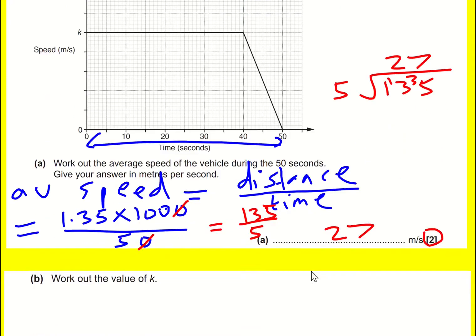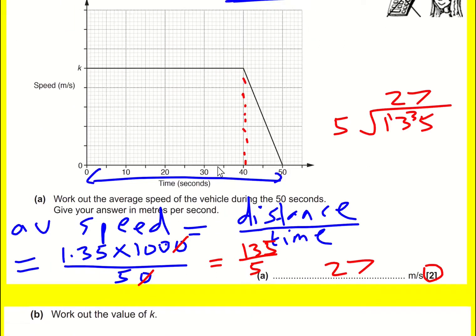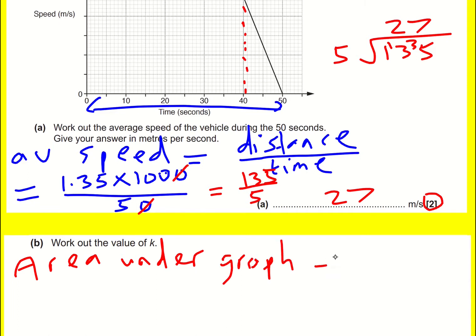Done. Work out the value of k. Alright, how are we going to do this? Well, something that's really important to know is that the area under a speed time graph is the distance travelled. So I might even write that down actually: area under graph equals distance travelled.